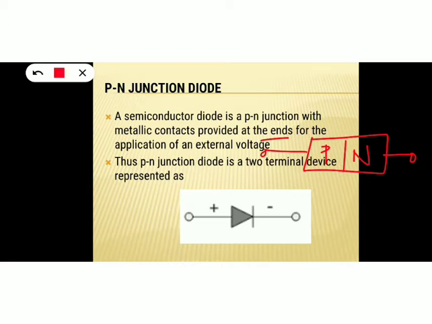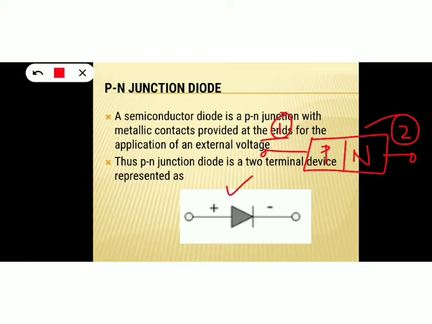So this PN junction diode is a two-terminal device. This is the first terminal and this is the second terminal. Two terminals means two legs will be there. So two metallic contacts are provided, and this is the symbol to represent a PN junction diode.